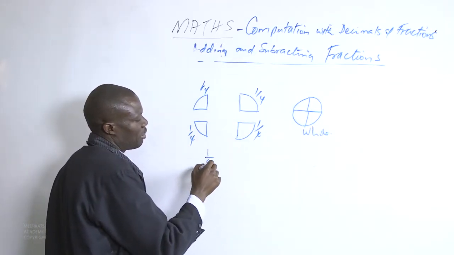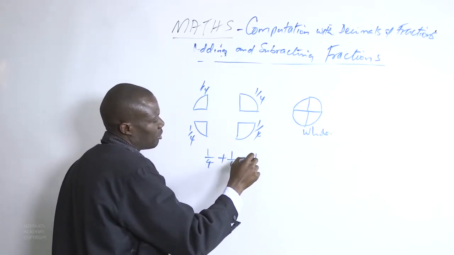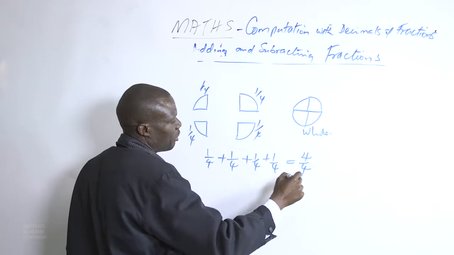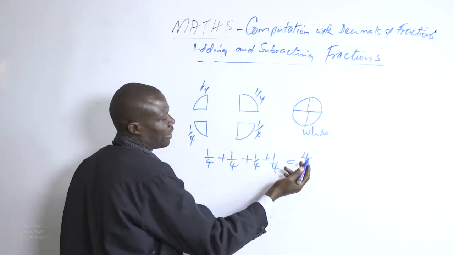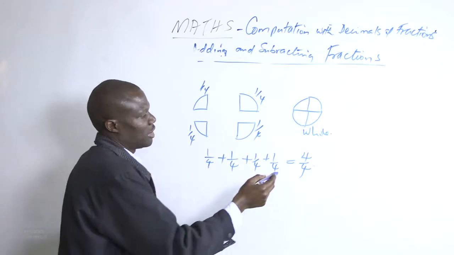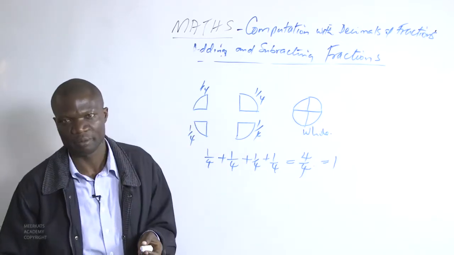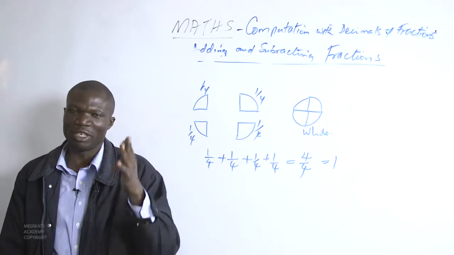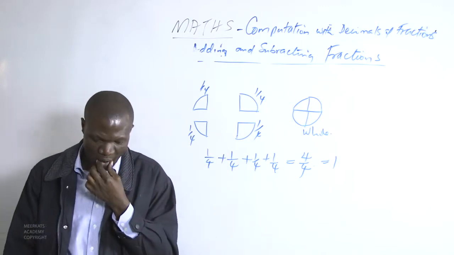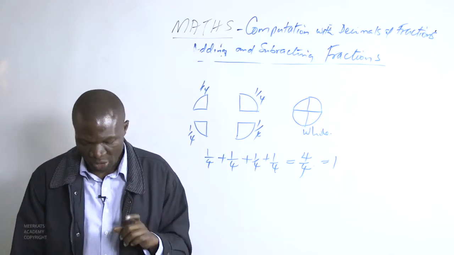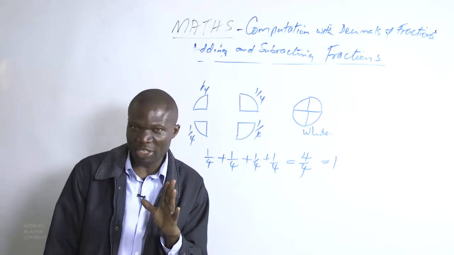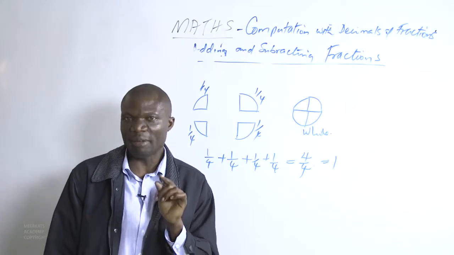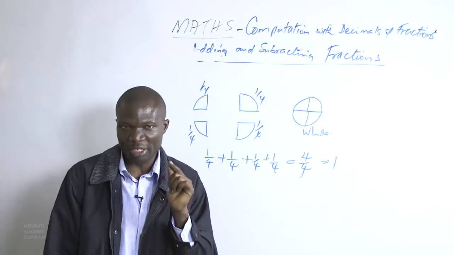So 1 over 4 plus 1 over 4 plus 1 over 4 plus 1 over 4 should give us 4 over 4. Remember, the same denominator is maintained, and then the numerator is added, which is the same as 1. That's why we are saying it is very, very simple to add fractions with the same denominator. So fractions can be simplified using addition only if they are like fractions. That is, they must have the same denominator.